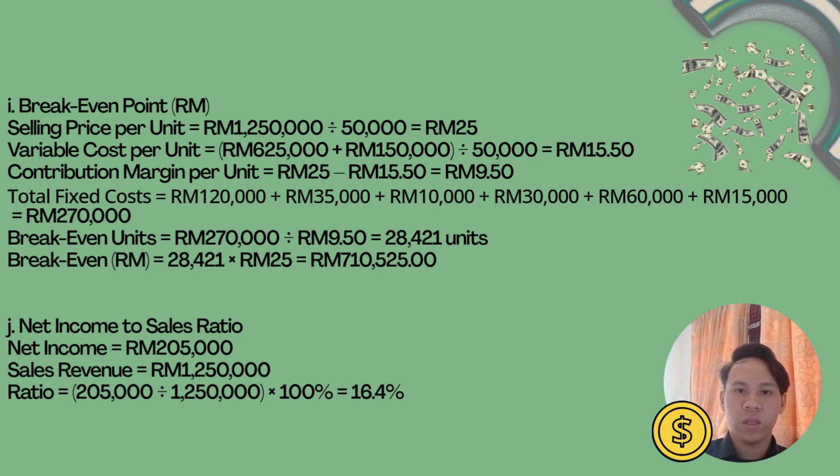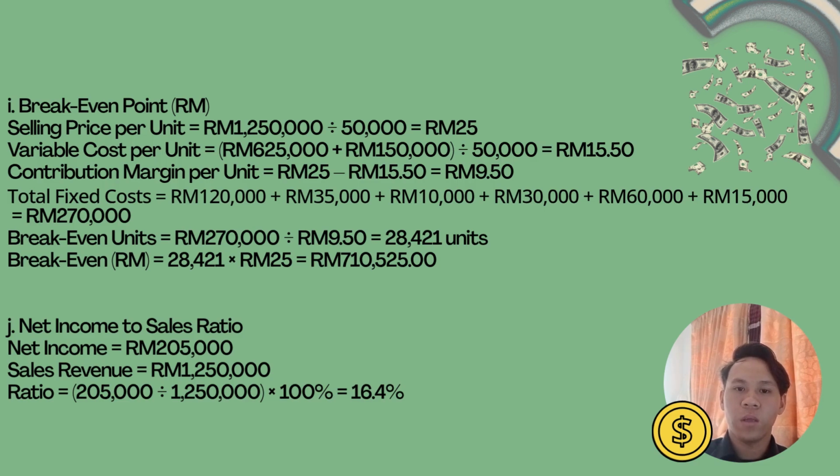Now we move on to calculate the total fixed cost. We add up all the fixed expenses, which are 120,000 ringgit, 35,000 ringgit, 10,000 ringgit, 30,000 ringgit, 60,000 ringgit, and 15,000 ringgit. When we total them up, it comes to 270,000 ringgit, with which we can now find the break-even unit. We take the total fixed cost, 270,000 ringgit, and divide it by the contribution margin per unit, which is 9 ringgit 50 cent. This gives us 28,421 units as our break-even point.